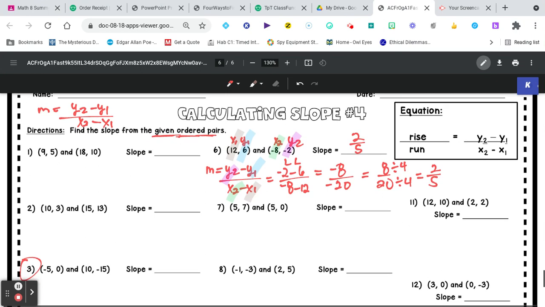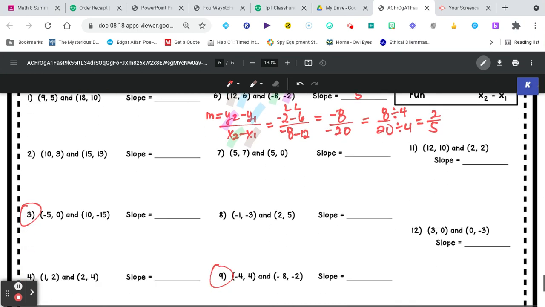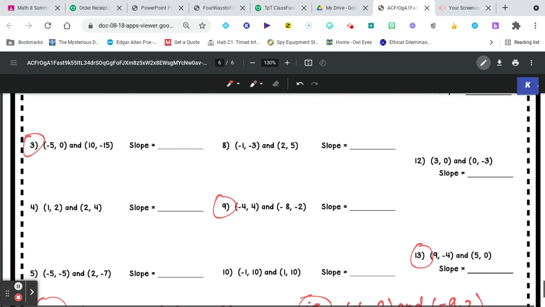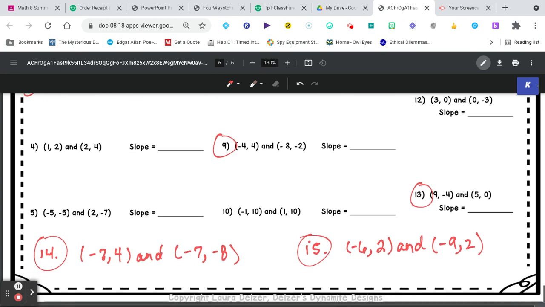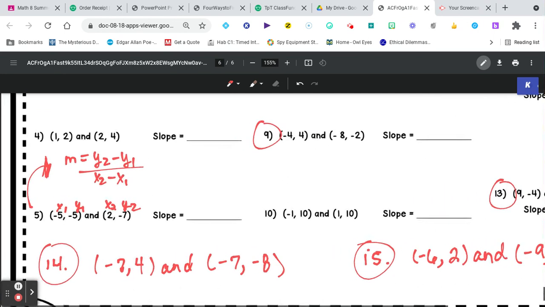Okay, let's pick another one. Let's do number 5. I'm going to label this as x sub 1 and y sub 1, x sub 2 and y sub 2. And I'm just going to use the slope formula. I'm going to do it up here. So you have m equals the second y minus the first y divided by the second x minus the first x.